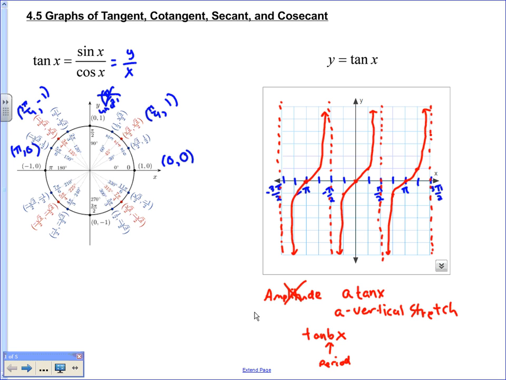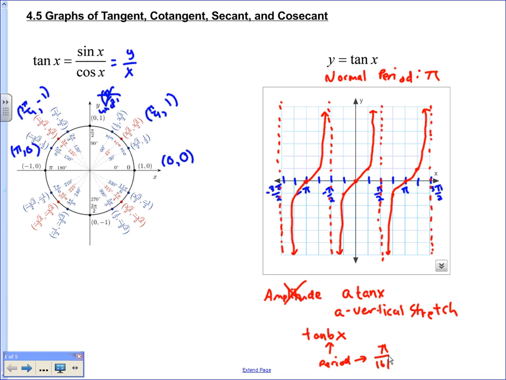Normally, a normal tangent graph has a period of pi, because we completed this one tangent graph from asymptote to asymptote by going pi. So we compute our period by saying pi over b. For sine and cosine, it's 2 pi over b because the normal period is 2 pi. But for tangent and cotangent, it'll be pi over b.